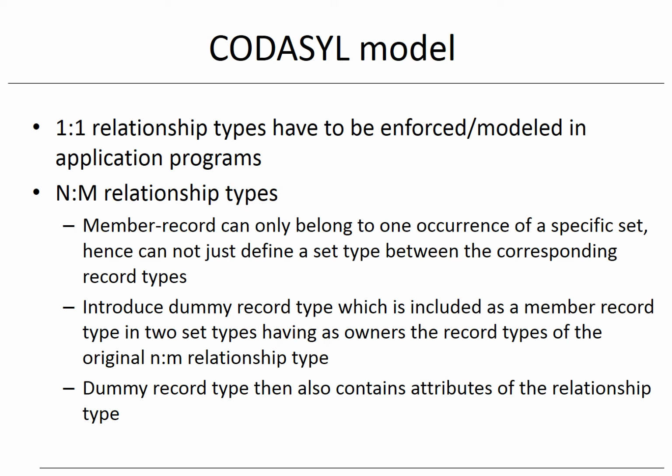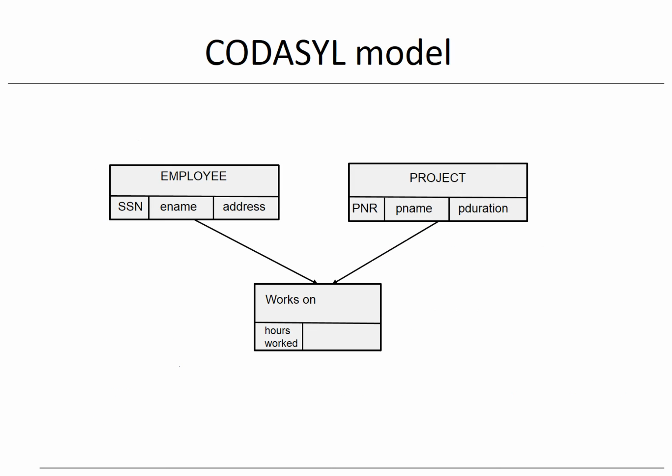One option is to introduce a dummy record type, which is included as a member record type in 2 set types having as owners the record types of the original N-to-M relationship type. This dummy record type can then also contain the attributes of the relationship type, if any. You can see this illustrated here.